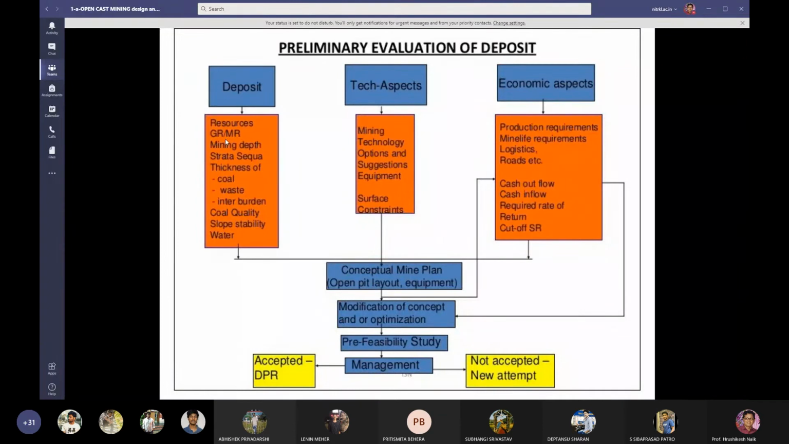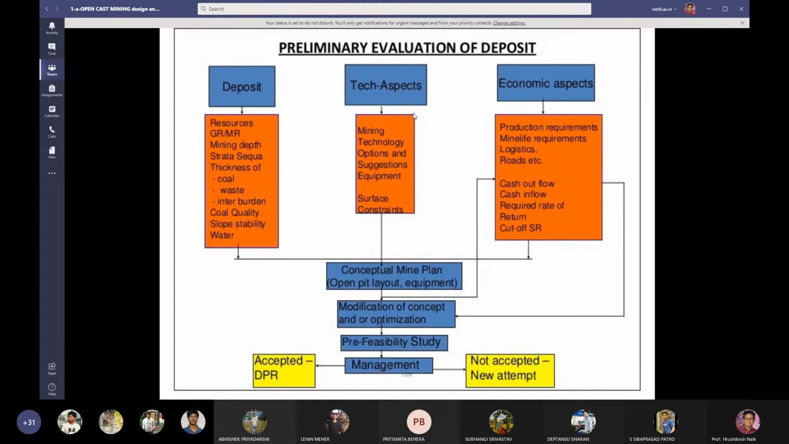Resources, grade, mining depth, mining ratio, grade of the deposit, strata, thickness of the coal, thickness of the waste material, thickness of the interburden, quality of the coal you are going to mine, slope stability study, water bearing capacity of the strata. So these are the deposit characteristics you have to study and evaluate before mining is carried out.